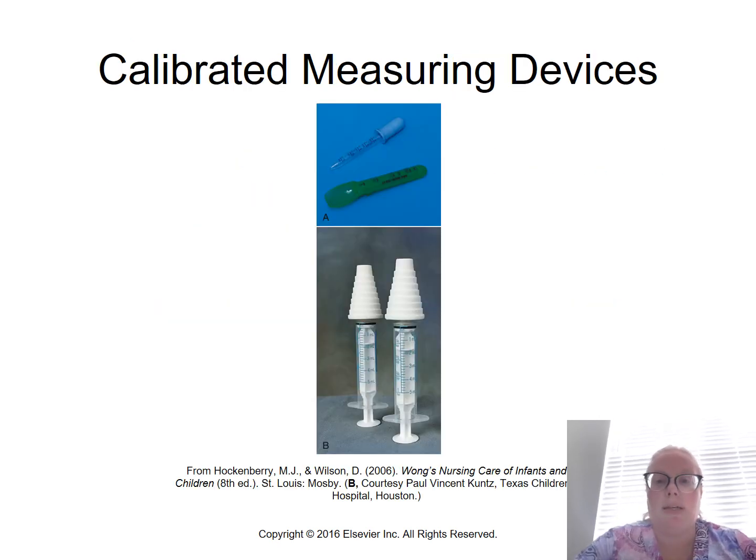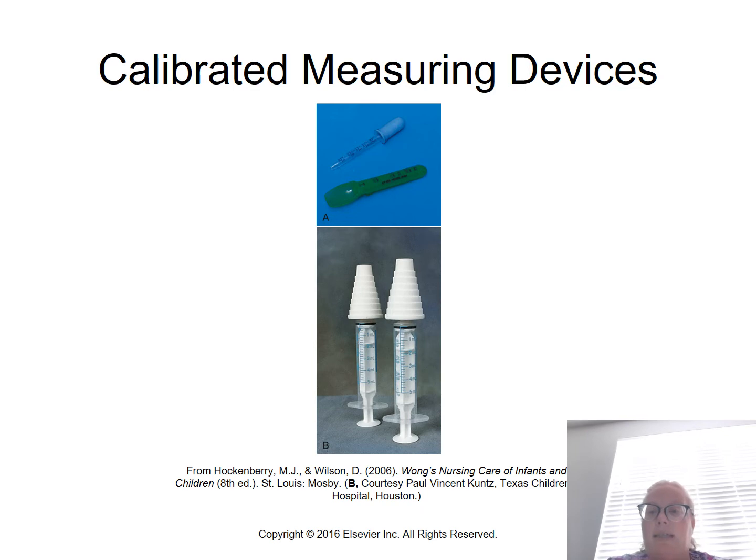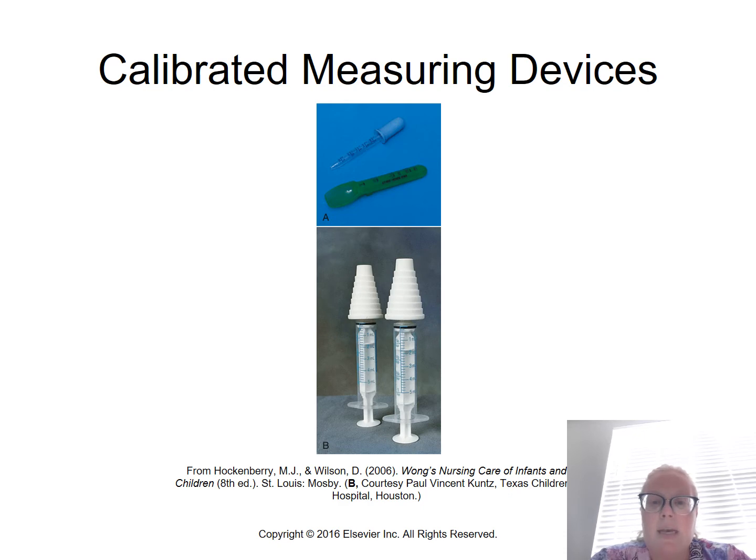So here's a couple examples of other calibrated devices besides a medication cup. You see kind of a dropper there in figure A, and then in B you see syringes because obviously they're calibrated as well. So these are also great examples besides a medicine cup of calibrated measuring devices that you may use with medication administration.